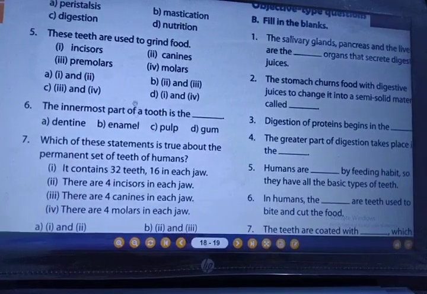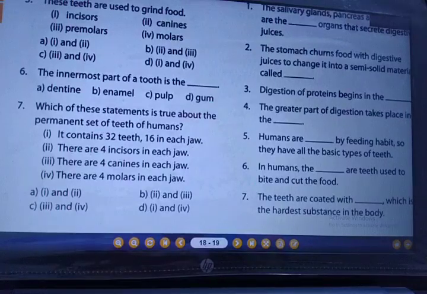Now let's start from question number 5. The teeth are used to grind food. Which teeth are used? The four types of teeth are incisors, canines, premolars and molars. First option is first and second, incisors and canines. Second option is second and third, canines and premolars. Third is third and fourth, premolars and molars. And fourth is first and fourth, incisors and molars. The chewing of food is done with the help of premolars and molars, not with the incisors or canines. So the right answer is the third one, premolars and molars.